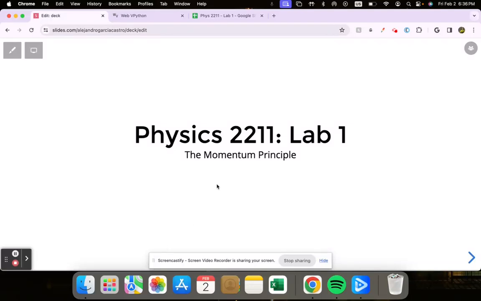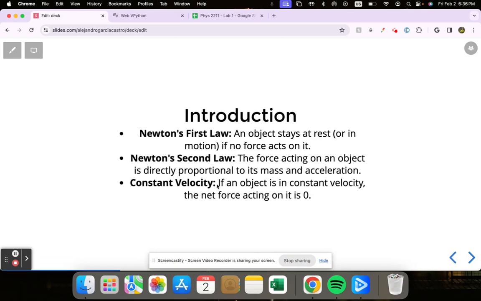Hi guys, welcome to the first lab of Physics 2211, the momentum principle. To introduce the lab, I'm going to state three important rules and laws that govern mechanics and physical motion, and they are important to understand the rest of the lab.